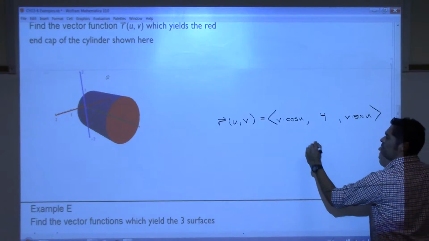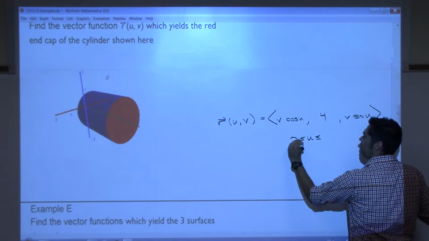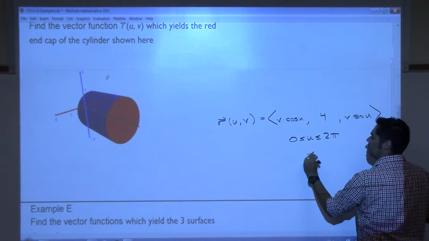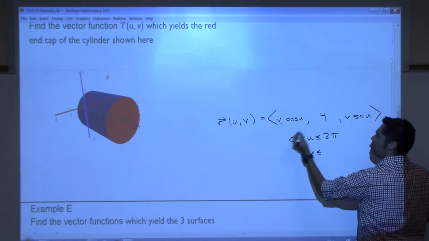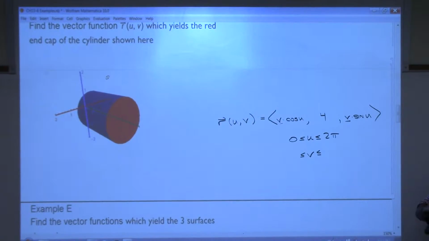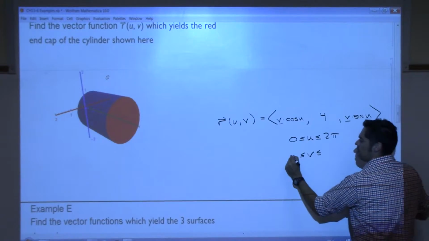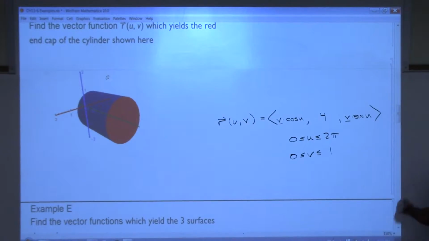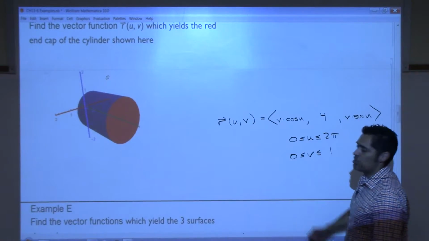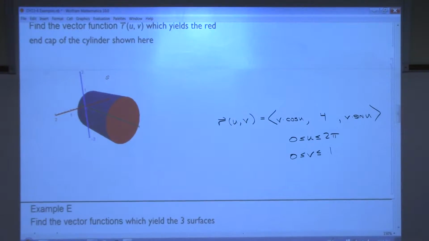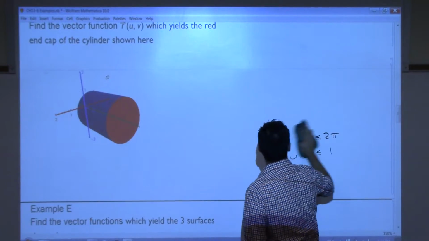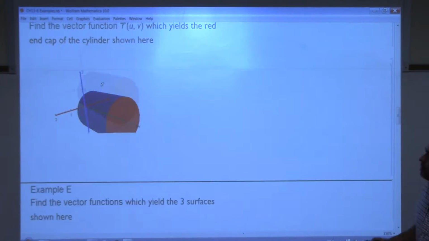What are my restrictions on u? 0 to pi. And v, I want these to represent the radii of the circles. I want them to go all the way down to a single point, 0, all the way out to 1. Any questions? Sure? Everyone understand the fundamental difference between those two problems? All right. Let's look at the next one.